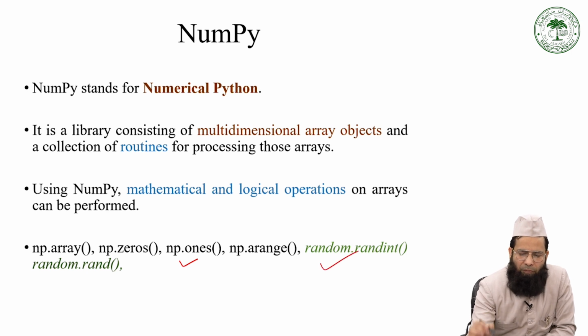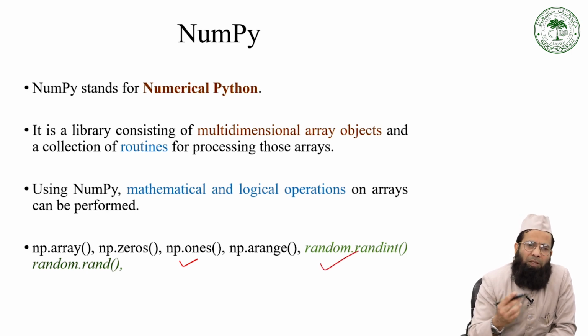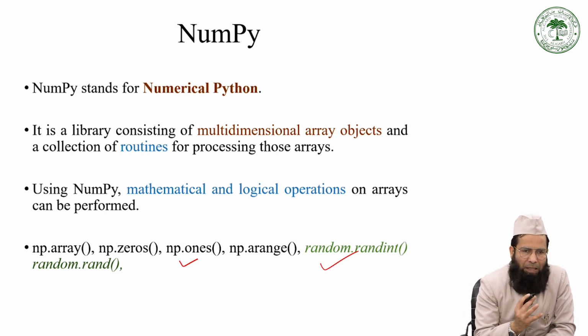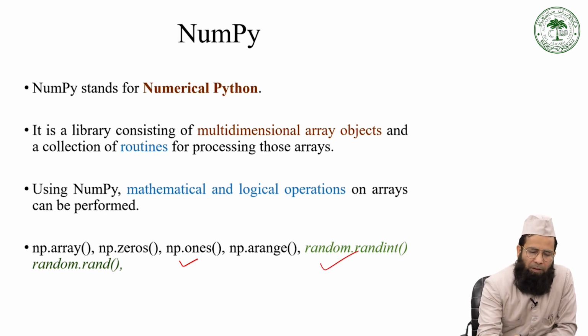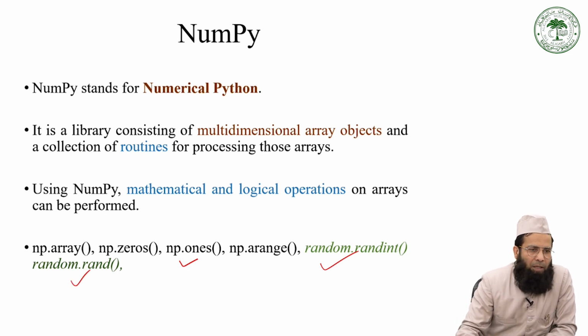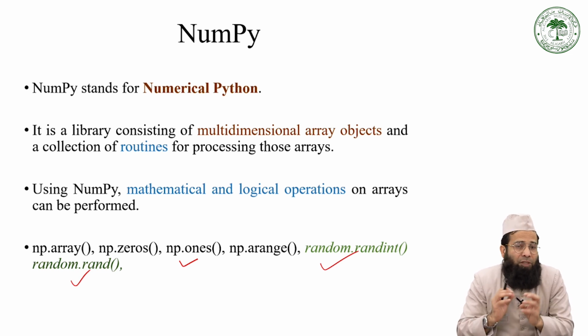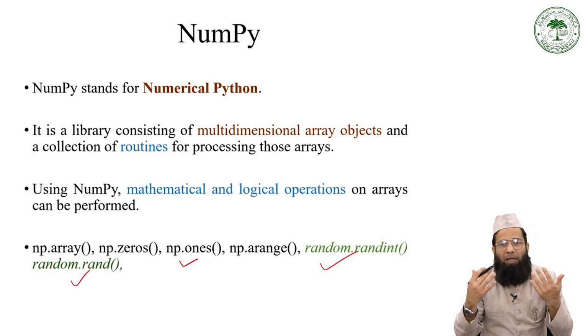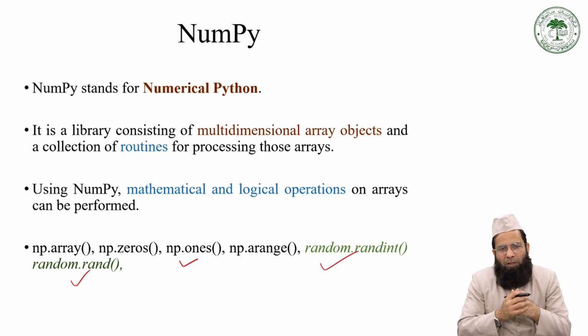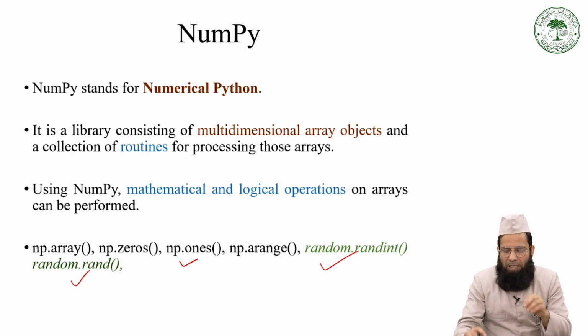Similarly, there are certain methods for random number generation. If I want to create an array of random numbers, a Numpy array of random integers or random floats, there are certain methods available in Numpy. So Numpy gives an enormous range of fast and efficient ways of creating arrays and manipulating numerical data inside them. So it is a very important library as far as the whole of data science is concerned.